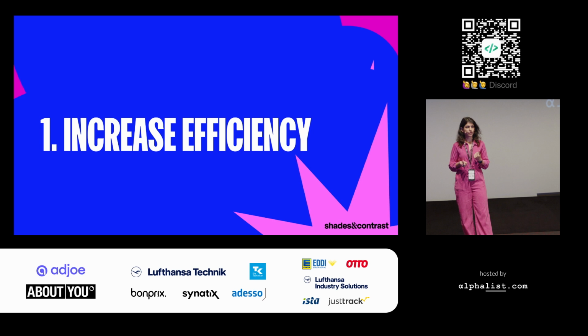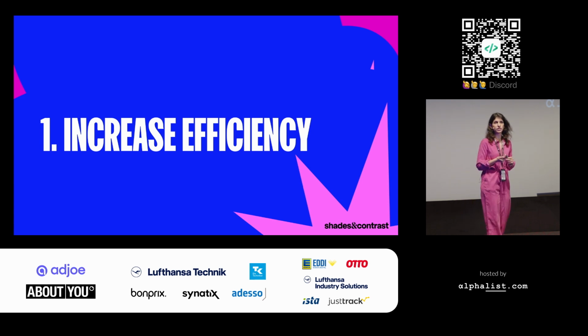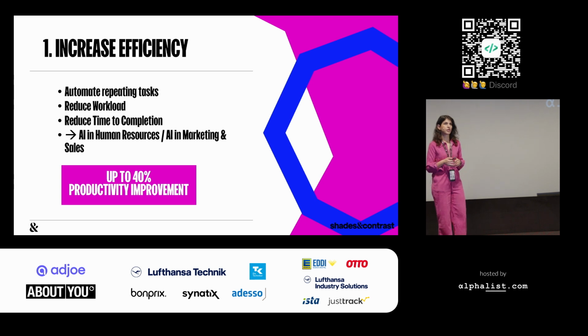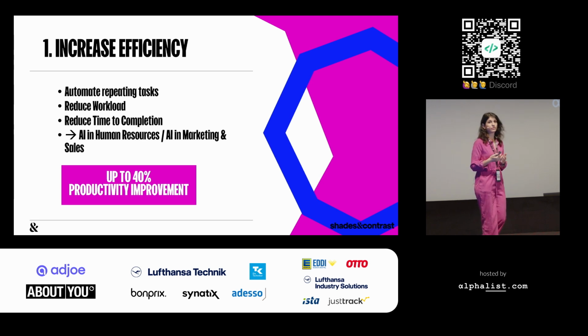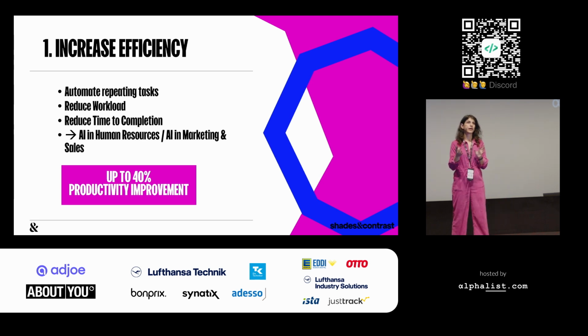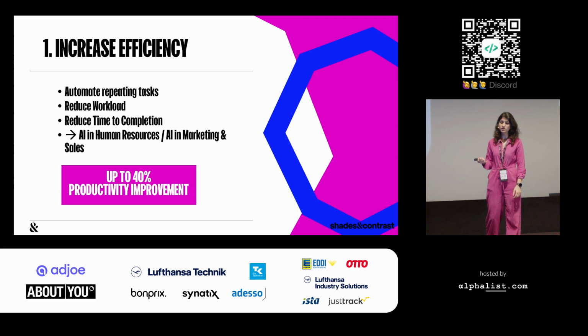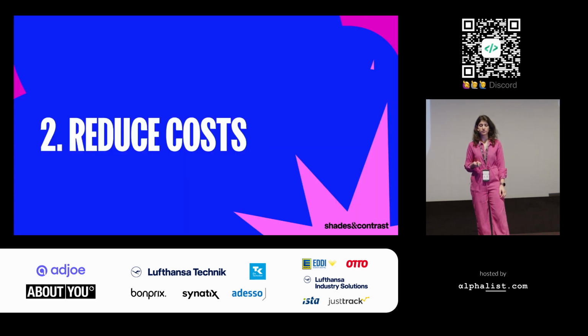The first goal for AI is that you increase the efficiency with such solutions. What does it mean? You can automate repeating tasks, you can reduce your workload, you can reduce the time to completion. So in general, you can be faster. For example, if you have an AI scanning all the CVs in human resources, or an AI predicting your marketing budget for the next campaigns. Depending on the industry, these efficiency improvements can be up to 40%. So it's a quite good goal to increase efficiency.